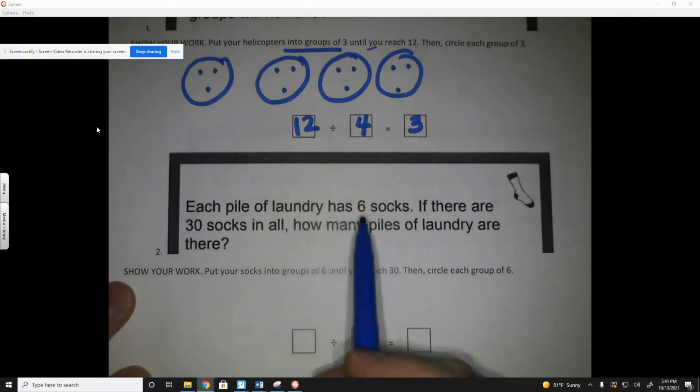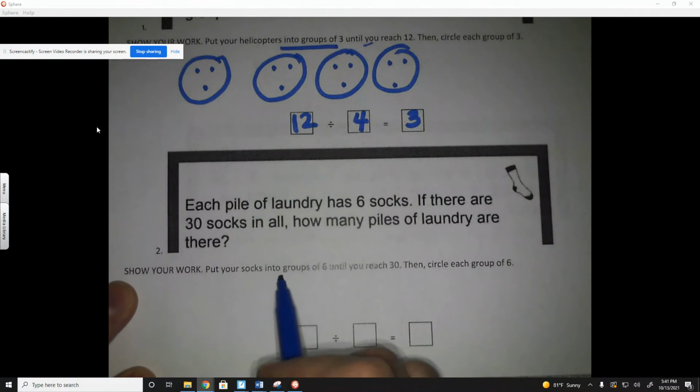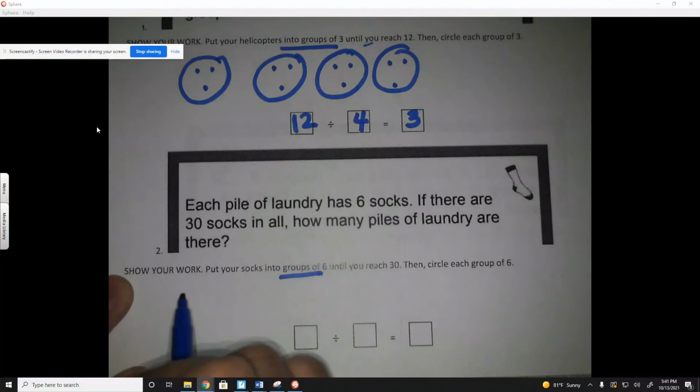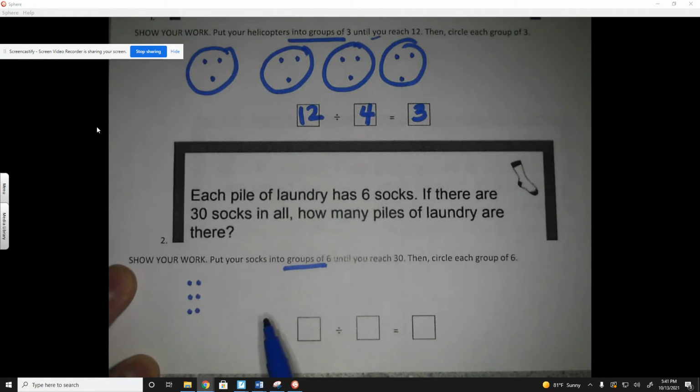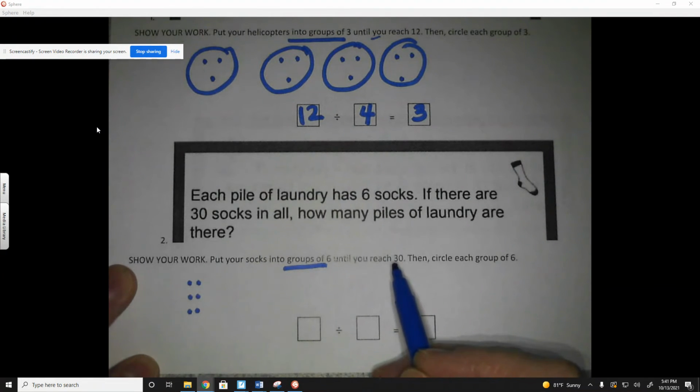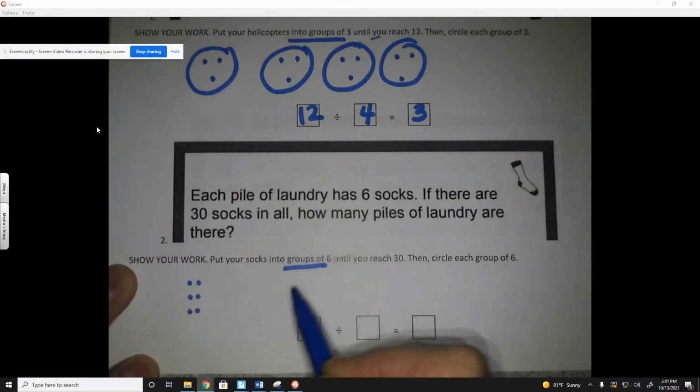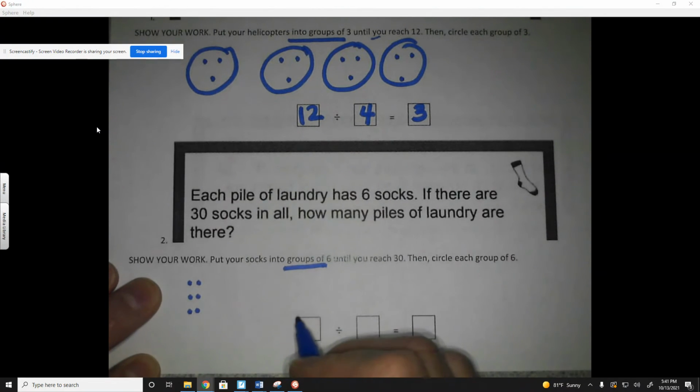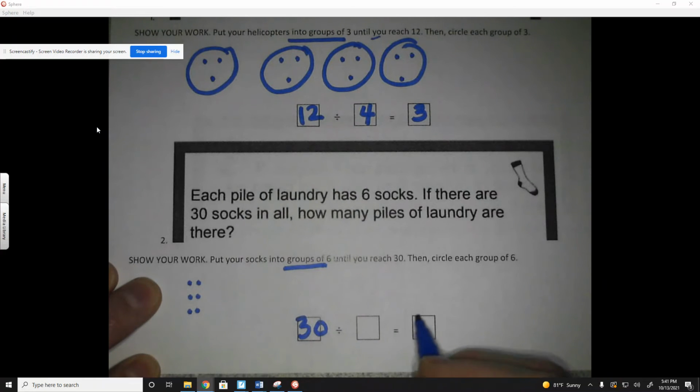On this one, you're going to be making groups of 6. And I would probably do it like you see the dots on the dice. You're going to start here and count on, making groups of 6 until you reach 30. And then you're going to circle how many groups of 6 you have. So you'll have 30 here and 6 here. And then this is going to be the number of groups you end up with.